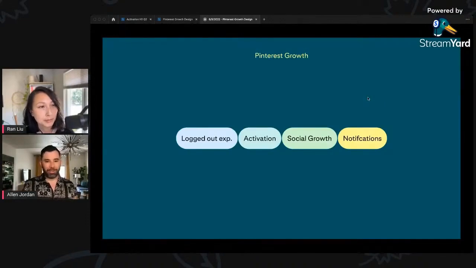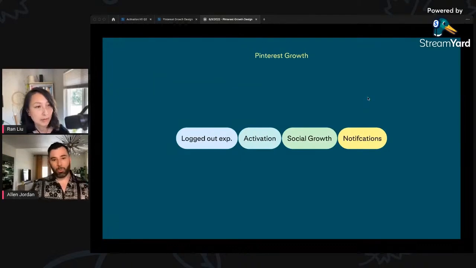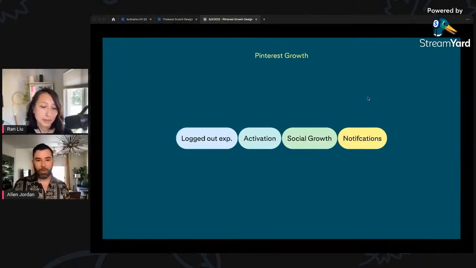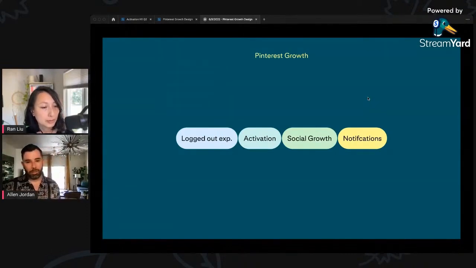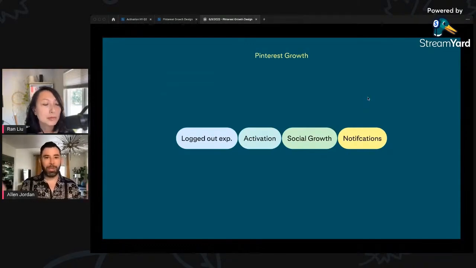We get asked this question a lot. How are our teams organized? We're organized very closely to a typical growth funnel. We have our logged out experience team, which is one of our acquisition channels. We have activation, which works on our onboarding flow and new user experiences in the product. We have social growth, which is a part of acquisition, referring people to our product and keeping them engaged on our social product surfaces. A really key part of our retention efforts is notifications, which brings people back into our product and keeps them engaged.